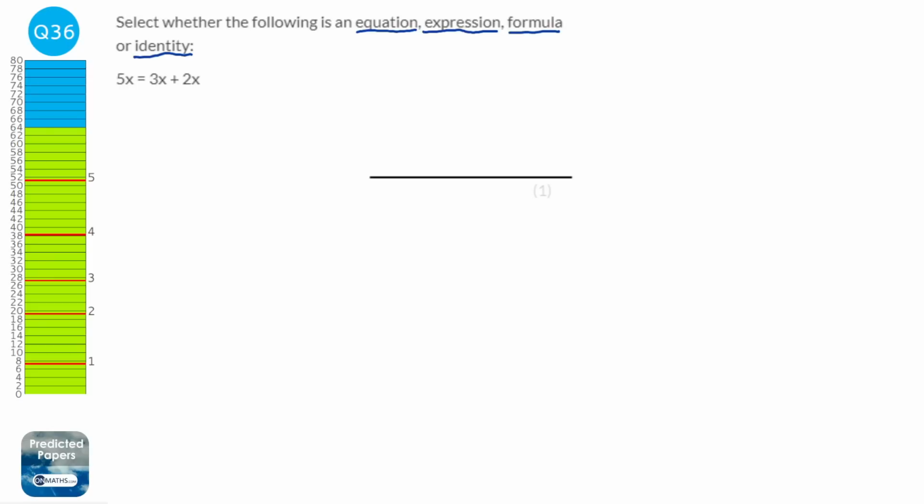So looking here on the right hand side, we've got 3x plus 2x. But if we imagine x is 10, so 3x would be 30 plus 2x would be 20, 30 plus 20, well that will equal 5x, 5 times 10.